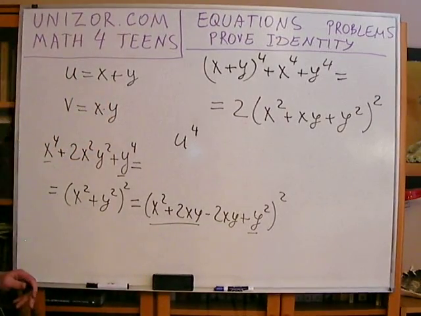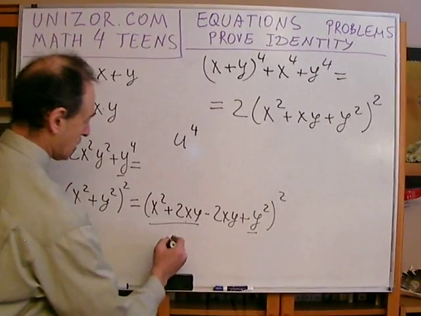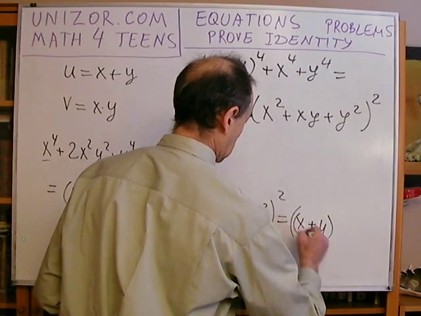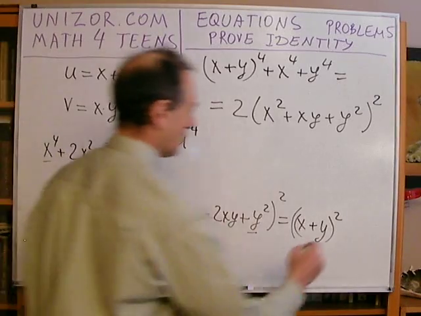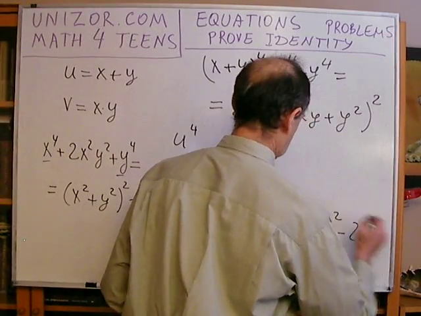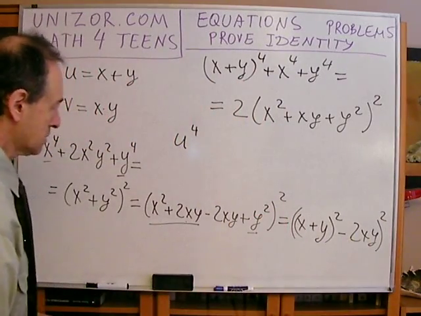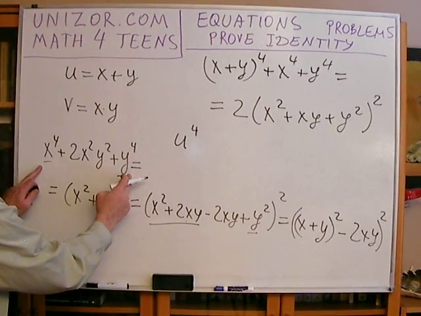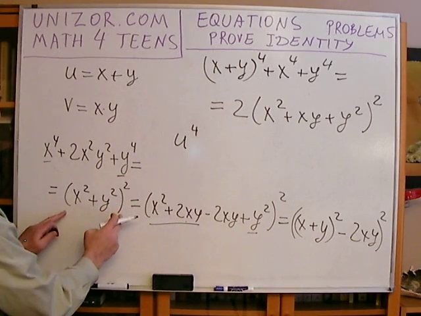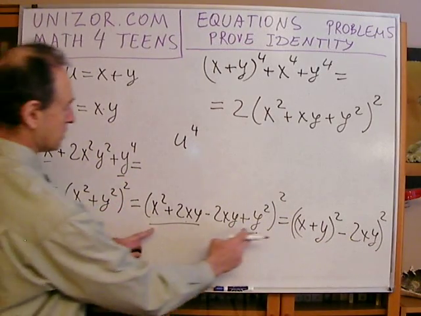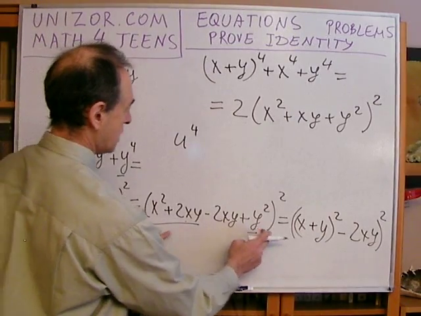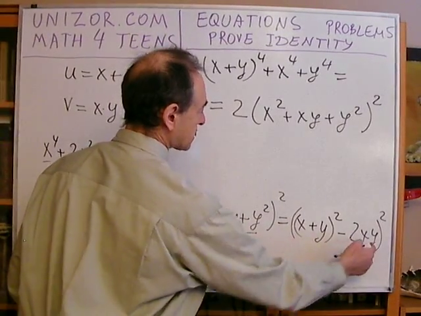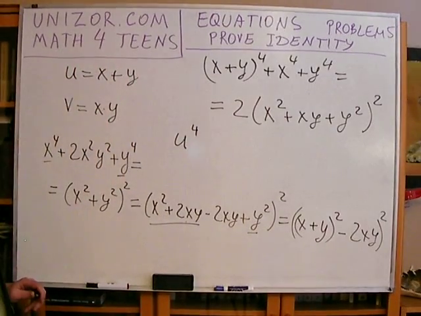Yes, this and this. This is x plus y squared, right? These three members. So this is x plus y squared minus xy. And the whole thing square still remains. So, what I would like to say, that this expression we have transformed into this, this into this, and this into this. And here we have only x plus y and xy, which are our new variables.